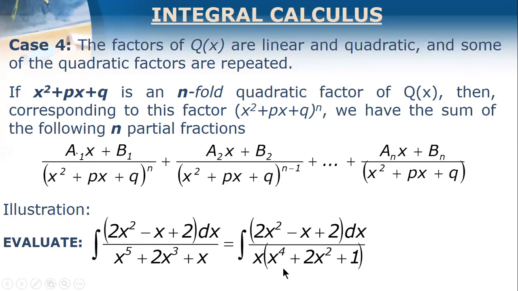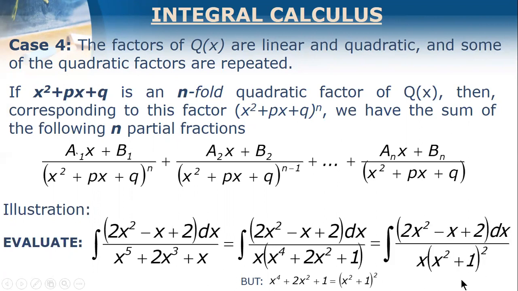Now, x raised to 4 plus 2x squared plus 1 is actually equal to x squared plus 1 squared. So this one can be written as this. And so this quadratic factor x squared plus 1 is being repeated twice with a power of 2. So we are going to use this one, partial fractions.